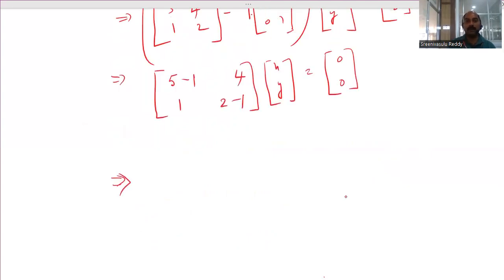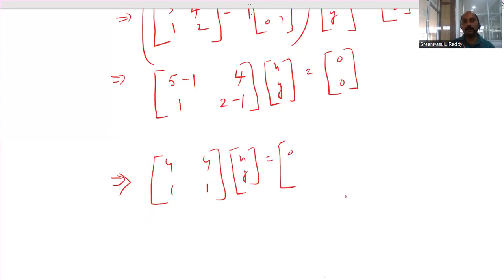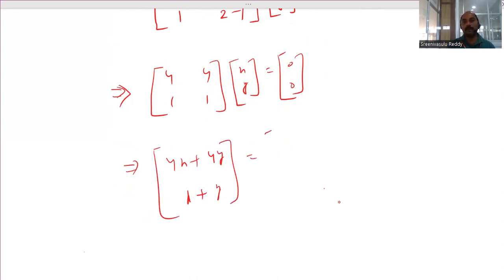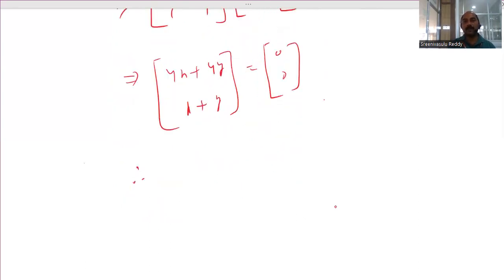Okay. Now, here it is easy to simplify. 4, 4, 1, 1, times x, y, equal to 0, 0. As you wish, convert this into 4x plus 4y, x plus y, equal to 0, 0. Now we get a system of equations. Two matrices are equal. 4x plus 4y equal to 0, x plus y equal to 0.